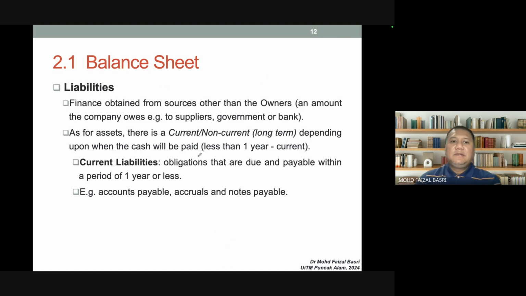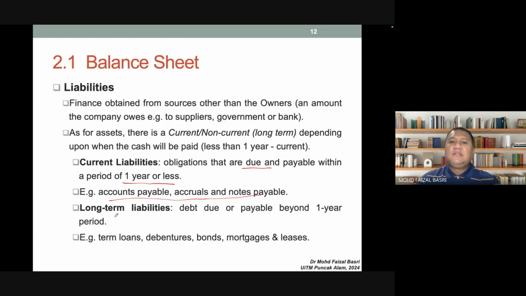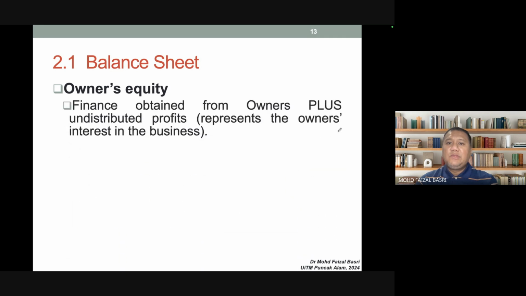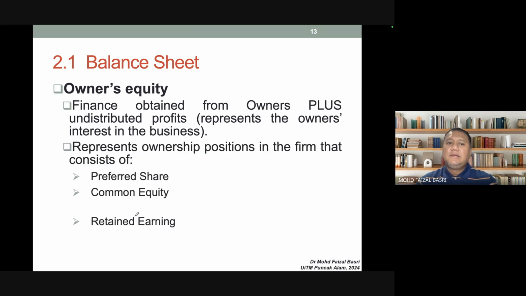Okay, and for liability sama. For current liabilities, this is obligations that are due within 1 year or less. Ini contoh-contoh dia. And for long-term liabilities, due beyond 1 year. And these are the contoh-contoh sama macam I tulis tadi. And finally, we have the equity. So equity, based on the 4 examples earlier lah, preferred, common, retained earnings, and paid capital. Okay, and I explained one by one earlier. So that's our first statement, the balance sheet ataupun the statement of financial position.